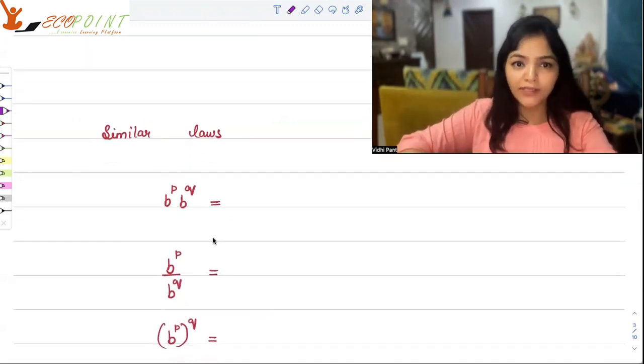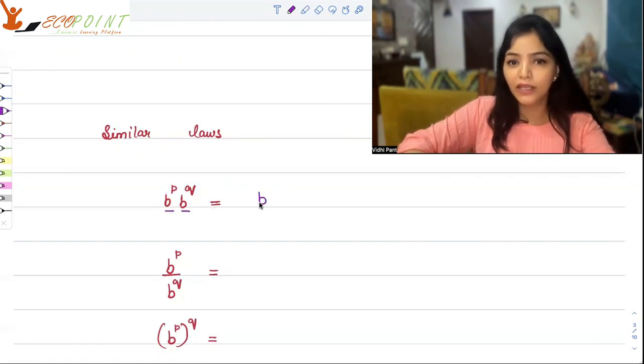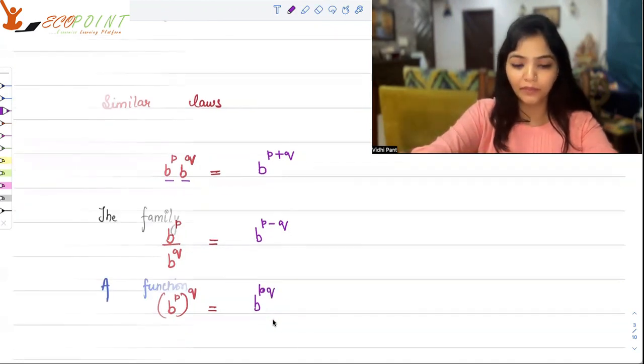Following are the common laws that we use. b to the power p multiplied by b to the power q: when the base is the same and you have different powers, you can keep the base the same and add the powers. Similarly, b to the power p upon b to the power q will be b to the power p minus q. If you have b to the power p whole to the power q, the powers get multiplied, so you just have pq as the power.